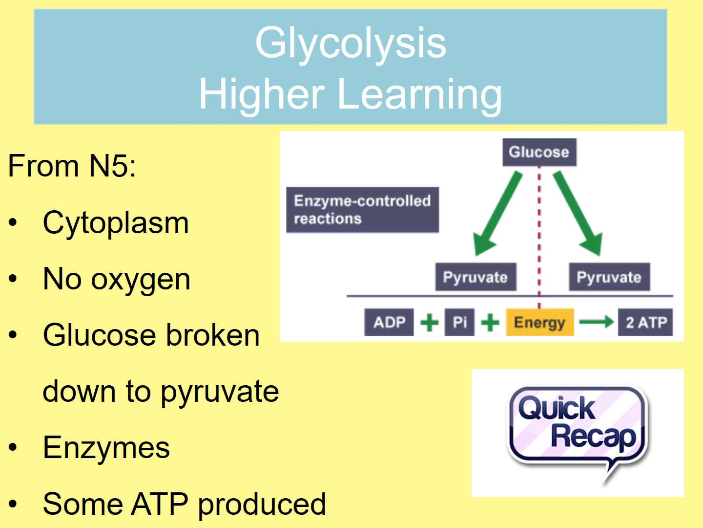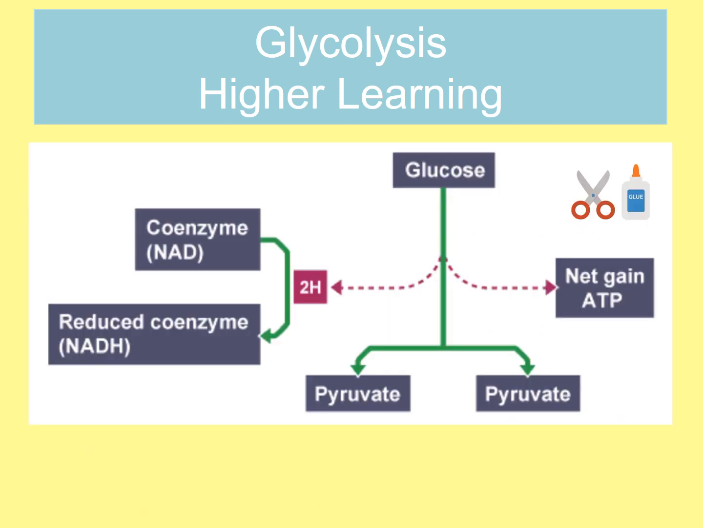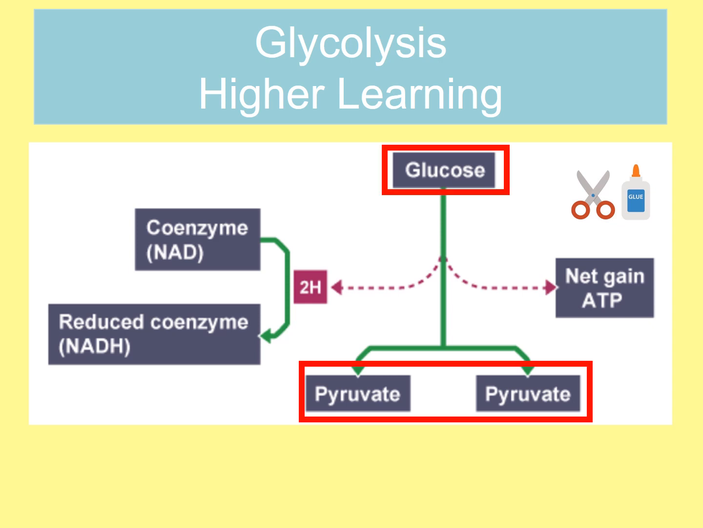Some ATP was produced, but not a lot. The process of cellular respiration begins in the cytoplasm of a living cell, with a molecule of glucose being broken down to form pyruvate. This process of glucose splitting is called glycolysis.